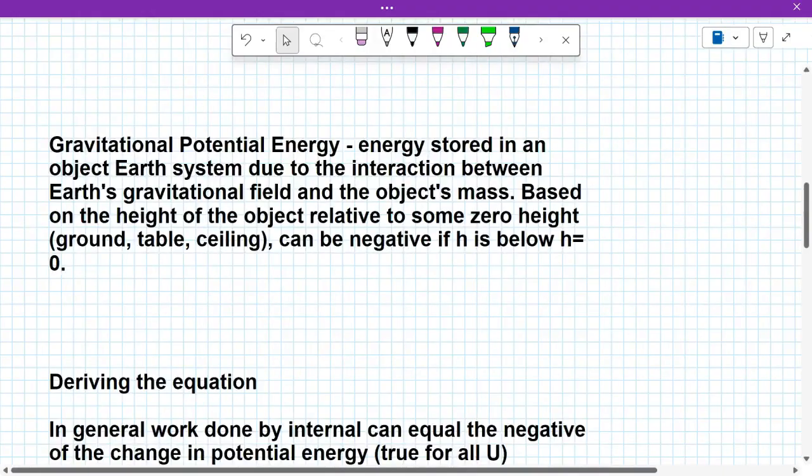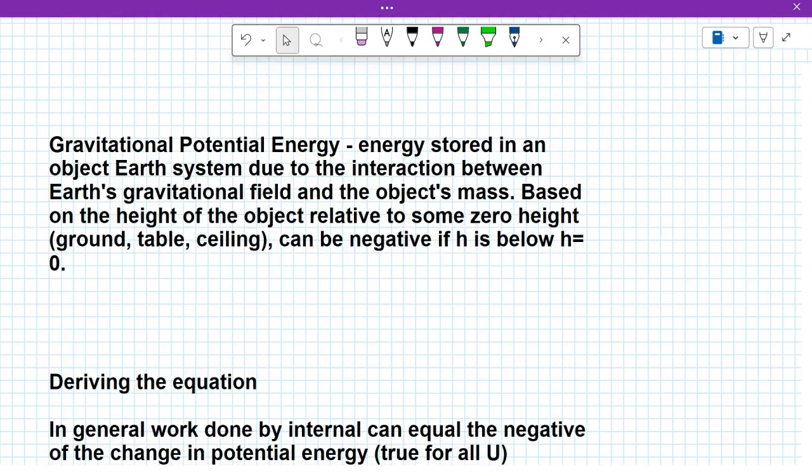Energy stored in an object or system due to the interaction between the gravitational field and the object's mass. It's based on the height of the object relative to some zero, and it can be negative if the height is below a height of 0. It essentially means we've lost potential energy relative to h equals 0. Okay? So we are in the object Earth system. If we just define our system as the object, we can't store potential energy because potential energy needs to be stored in two-object systems.